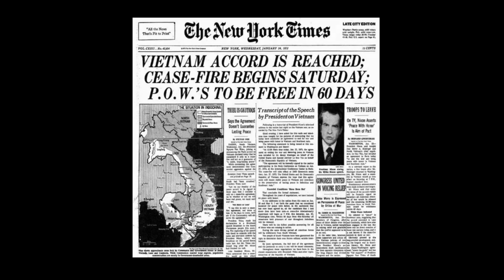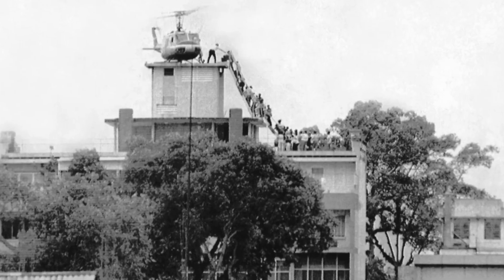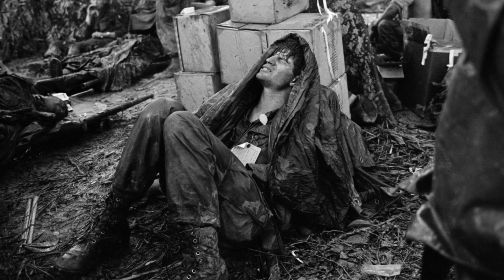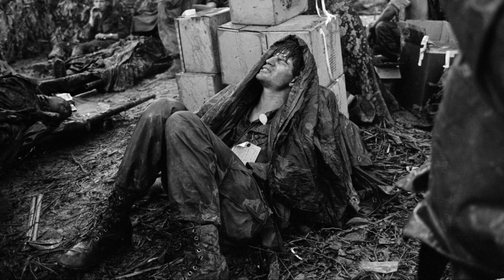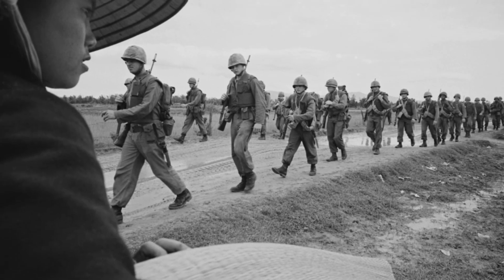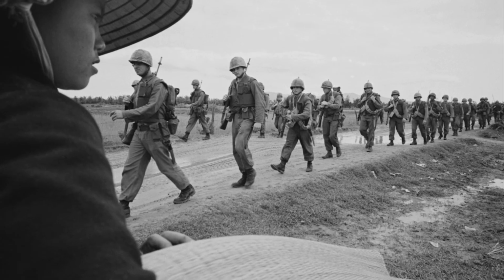The Vietnam War ultimately ended in 1975 with the fall of Saigon and the reunification of Vietnam under one communist flag. It was a bitter and costly affair for the United States, with over 58,000 American soldiers killed and hundreds of thousands more wounded or traumatized by their experiences.